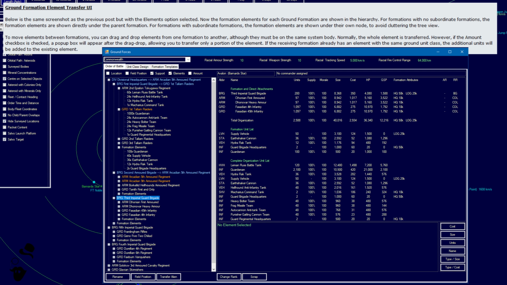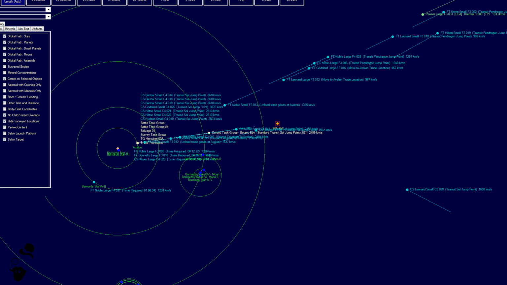To move elements between formations, you can drag and drop elements from one formation to another, although they must be on the same system body. Now, normally, the whole element is transferred. However, if the amount checkbox is checked, a pop-up box will appear after the drag and drop, allowing you to transfer only a portion of the element. If the receiving formation already has an element with the same ground unit class, the additional units will be added to the existing element.